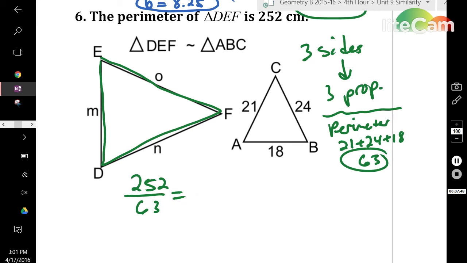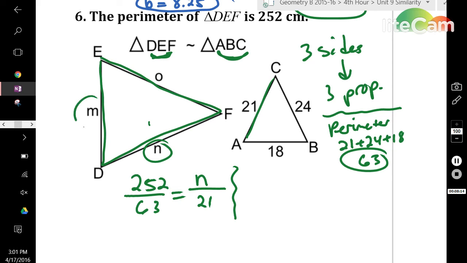So let's say, for example, we're looking at n here. N is in the larger triangle. That goes with the larger number, 252 on top. On the bottom, n is DF. DF, right here, in this original statement, corresponds to AC. And AC is 21. So that's one of your proportions you'd set up to solve for n.